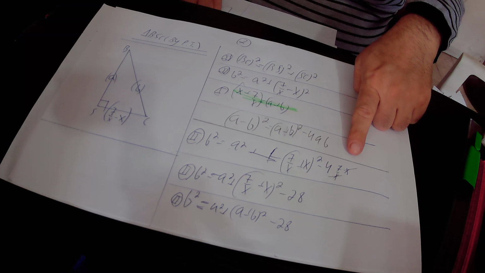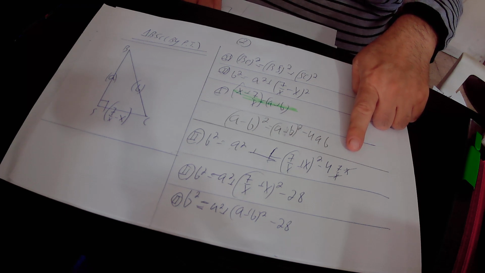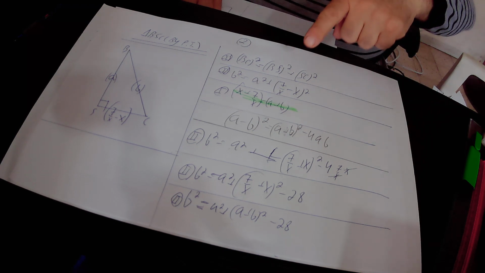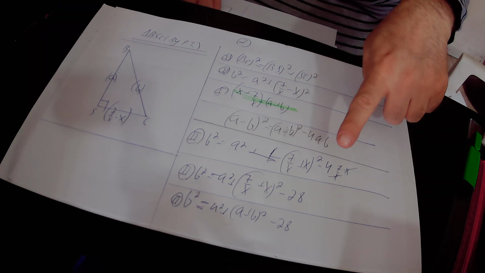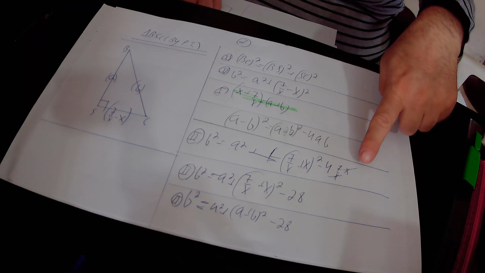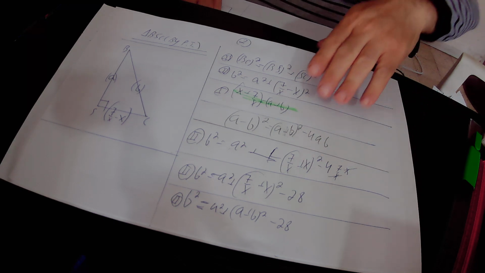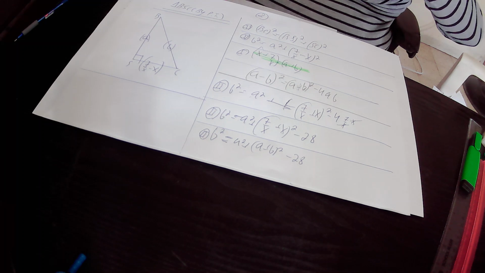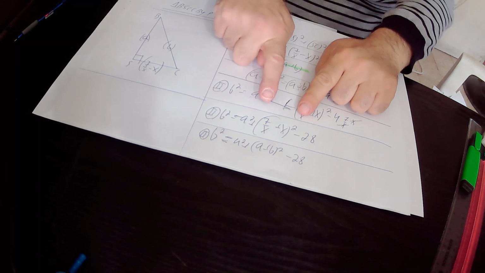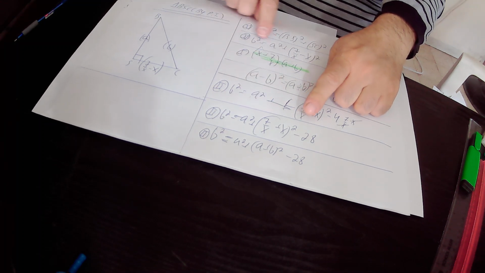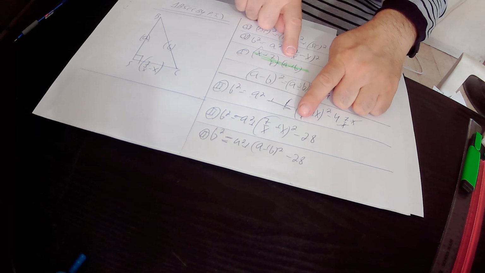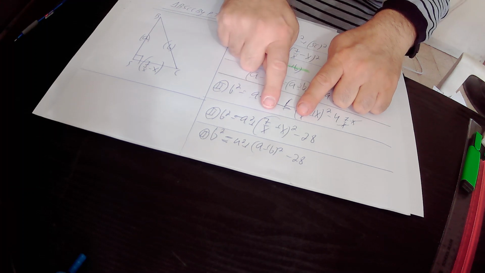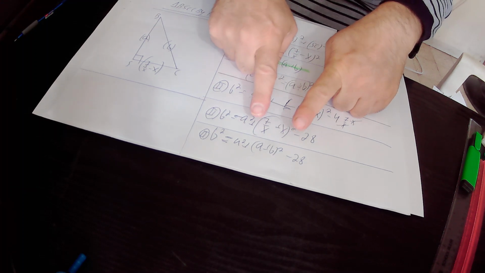So here we have x in the numerator and x in the denominator, so x will get cancelled. So in total, according to equation 2, we found out that b squared equals a squared plus (7 over x plus x) squared minus 4 times 7, that is minus 28. Okay, so here, according to equation 1, 7 over x plus x equals a plus b, therefore (7 over x plus x) squared will be equal to (a plus b) squared.